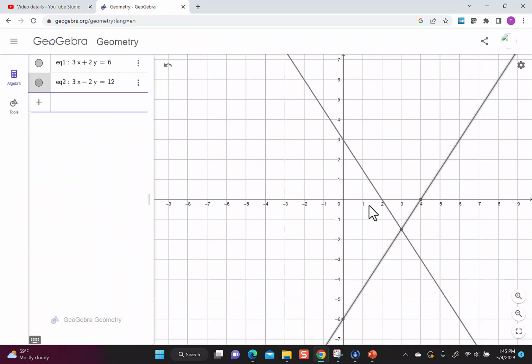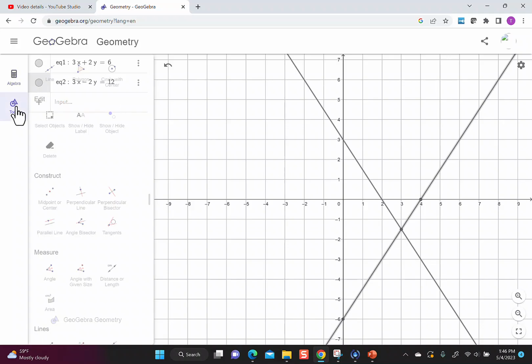So let's try another one that we can't really tell for sure when we first look at it if things are parallel, perpendicular, or intersecting. So I'm going to graph 3x plus 2y is 6 and 3x minus 2y is 12, exactly like that. I'm not going to put it in slope-intercept form. So what we can see is definitely these are not parallel. We can see that there is an intersection point for these two lines.